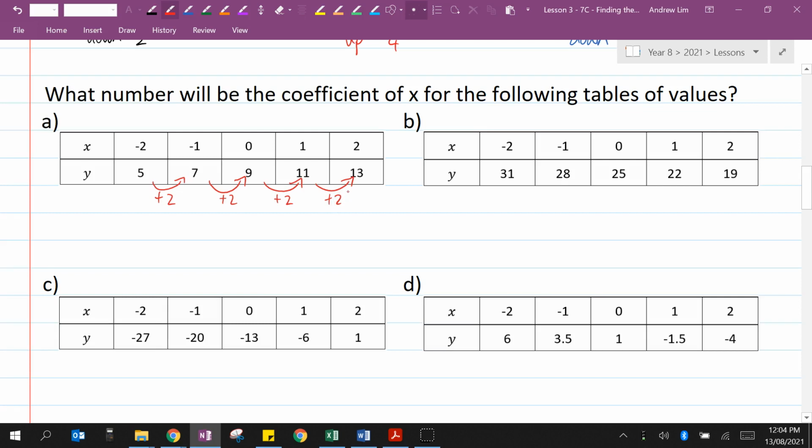That means the coefficient of x has to be a positive 2. So it's going to be y equals 2x plus something or minus something. It really depends, but the important thing so far is that the number in front of x, the coefficient of x, is 2. Why don't you pause the video and have a go at questions B, C, and D by yourselves.